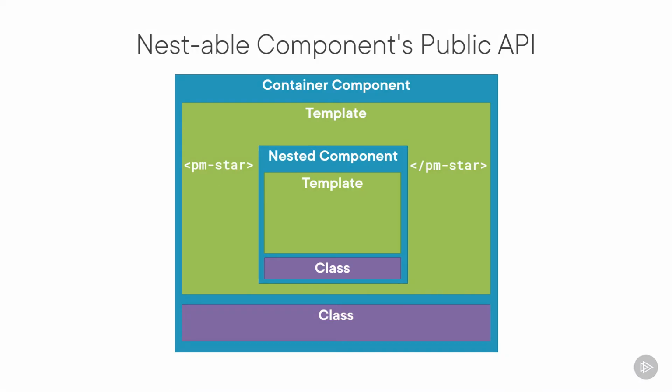We just saw how the container passes data to the nested component by binding to a nested component property that is decorated with the input decorator, and how the nested component uses an event property decorated with the output decorator to raise events. We can think of the properties decorated with the input or output decorators as the public API of the nestable component. Everything else in the component is encapsulated and only accessible to the component's template and class.